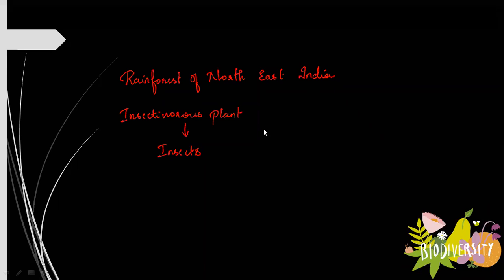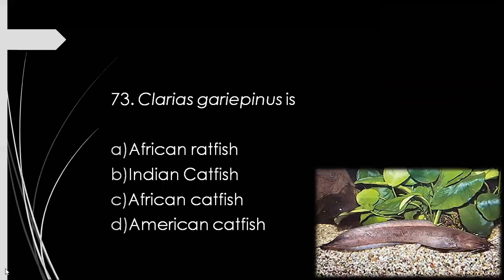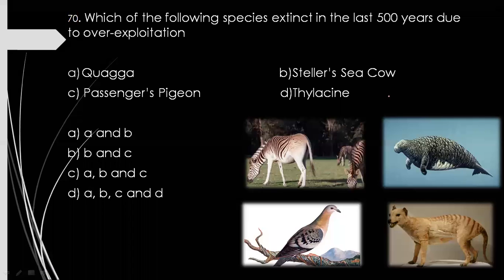Next, you remember this, this also I had explained to you in the last class, where do you find these animals? So these animals: the quagga, Stellar's sea cow, passenger pigeon, and thylacine. This also I had explained. In which places do you find these animals?